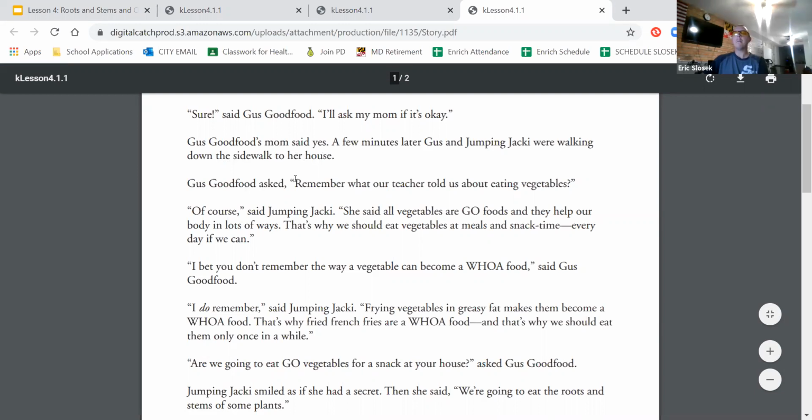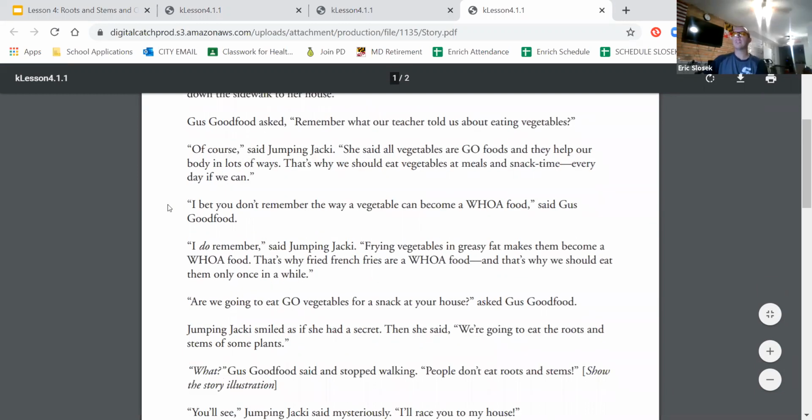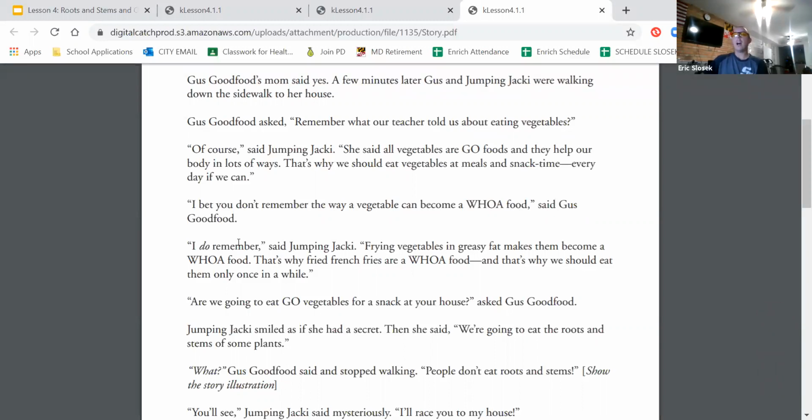Gus Goodfood asked, "Remember what our teacher told us about eating vegetables?" "Of course," said Jumpin' Jackie. She said all vegetables are go foods, and they help our body in lots of ways. That's why we should eat vegetables at meals and snack time every day if we can. "I bet you don't remember the way a vegetable can become a whoa food," said Gus Goodfood. "I do remember," said Jumpin' Jackie. "Frying vegetables in greasy fat makes them become a whoa food. That's why a French fry is a whoa food. And that's why we should eat them only every so often or once in a while."